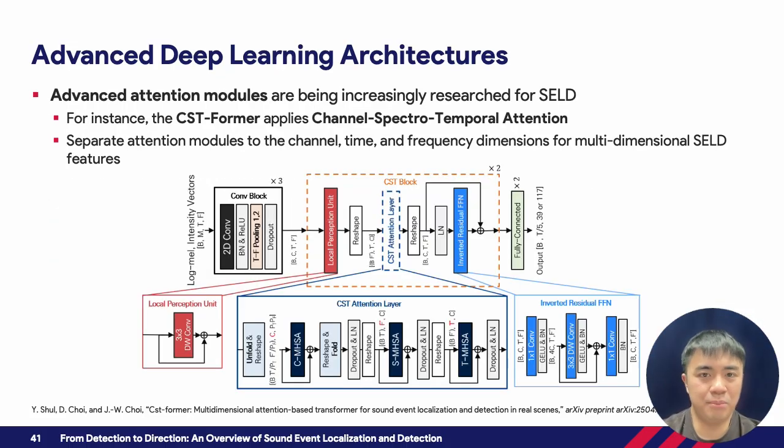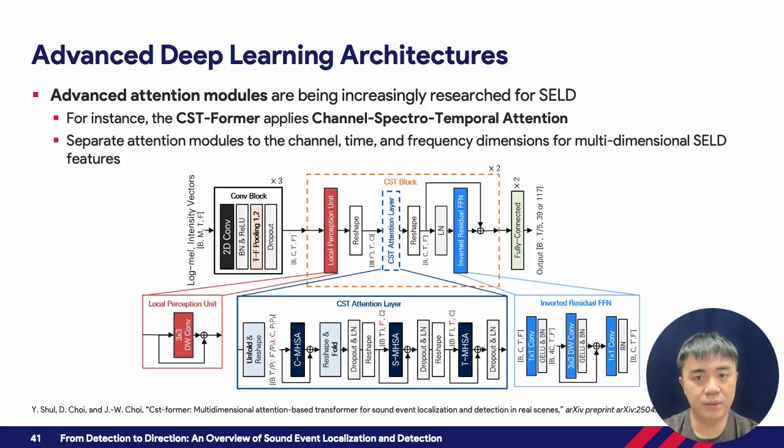So, while there are an increasing number of new architectures being proposed, we want to highlight an interesting type, which is the CST-former. A limitation of a standard Conformer is that it typically flattens the input features, applying attention only along the temporal axis, which can lose a lot of valuable information. Now, if you recall, SELD features are inherently multidimensional. The channel axis encodes spatial cues, the spectral axis encodes acoustic cues, and the temporal axis encodes dynamic cues.